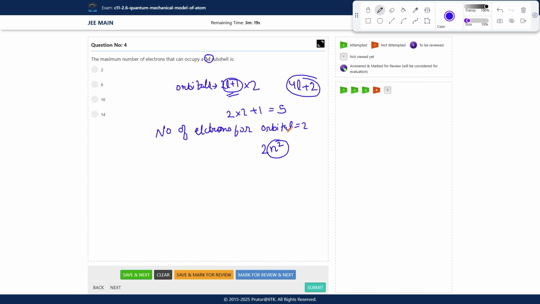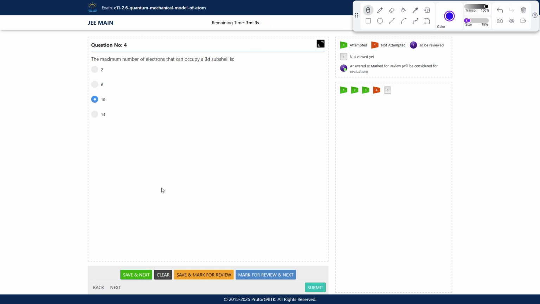Students often make mistakes in this question, which is about calculating the number of electrons in the orbitals. It is not the subshell, it is your orbital. So here 10 will be your answer. Moving on to the next question.